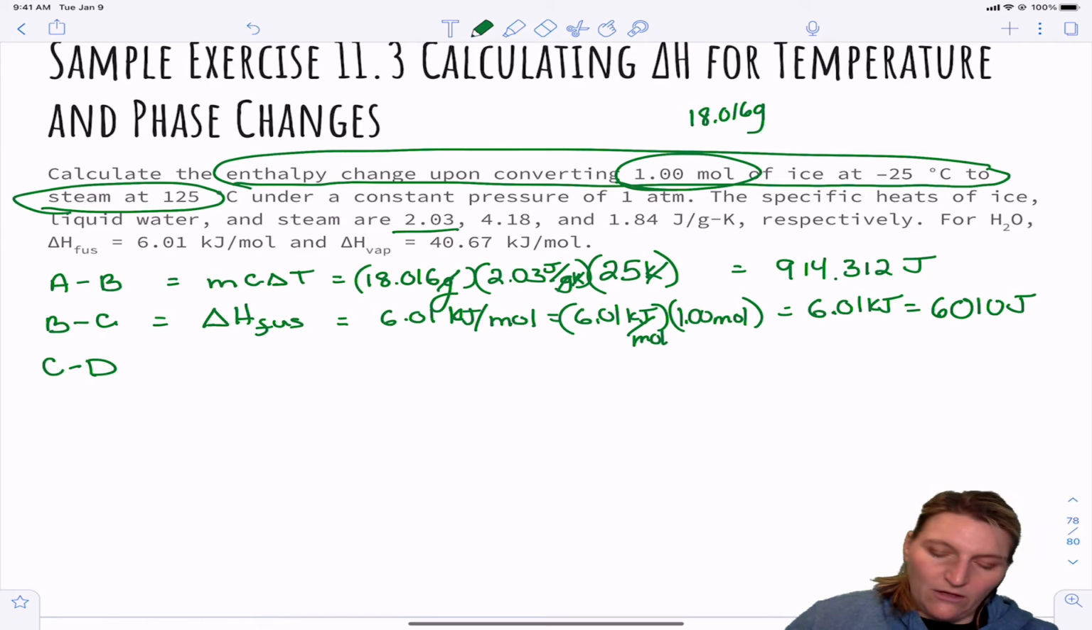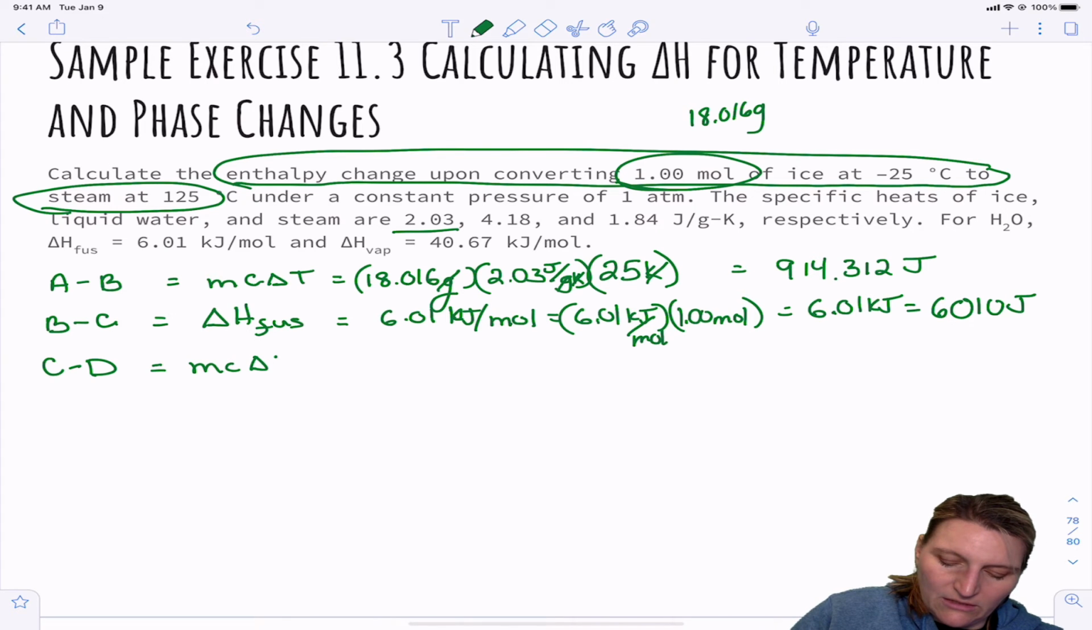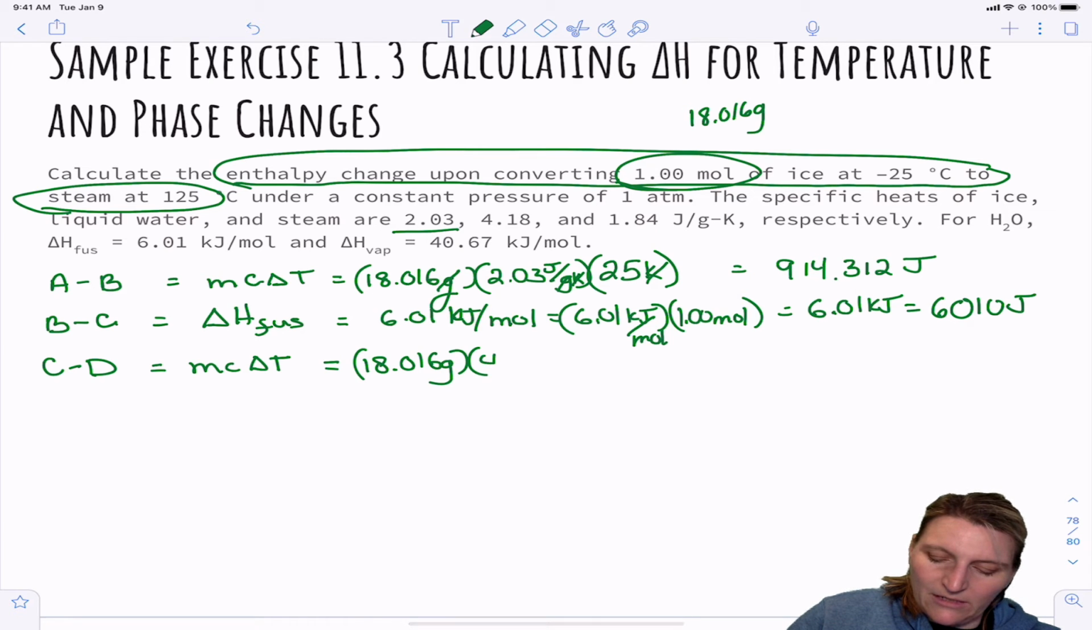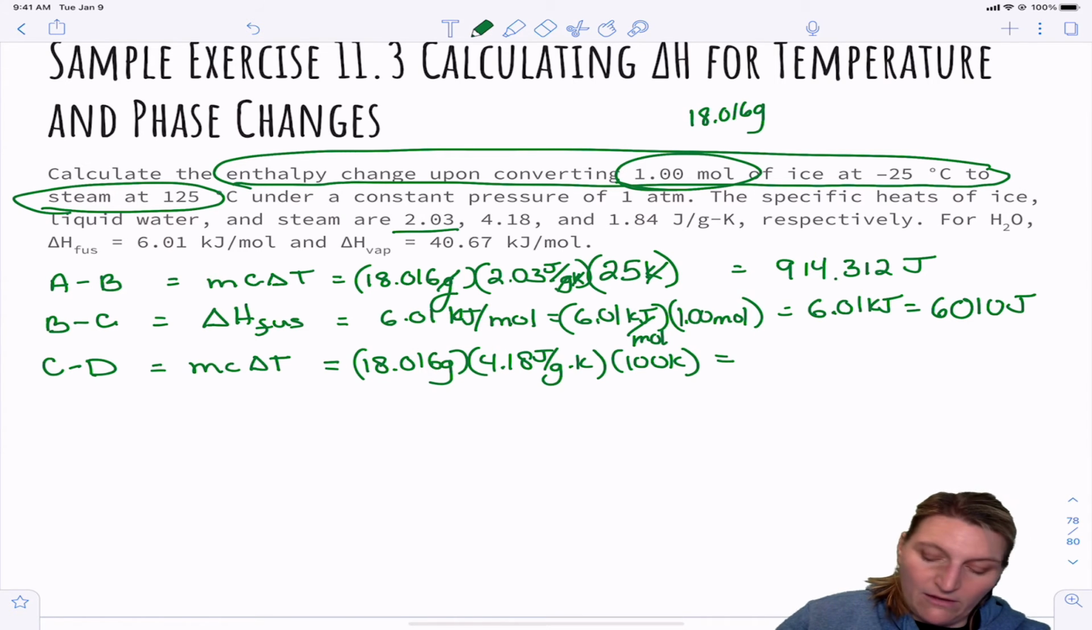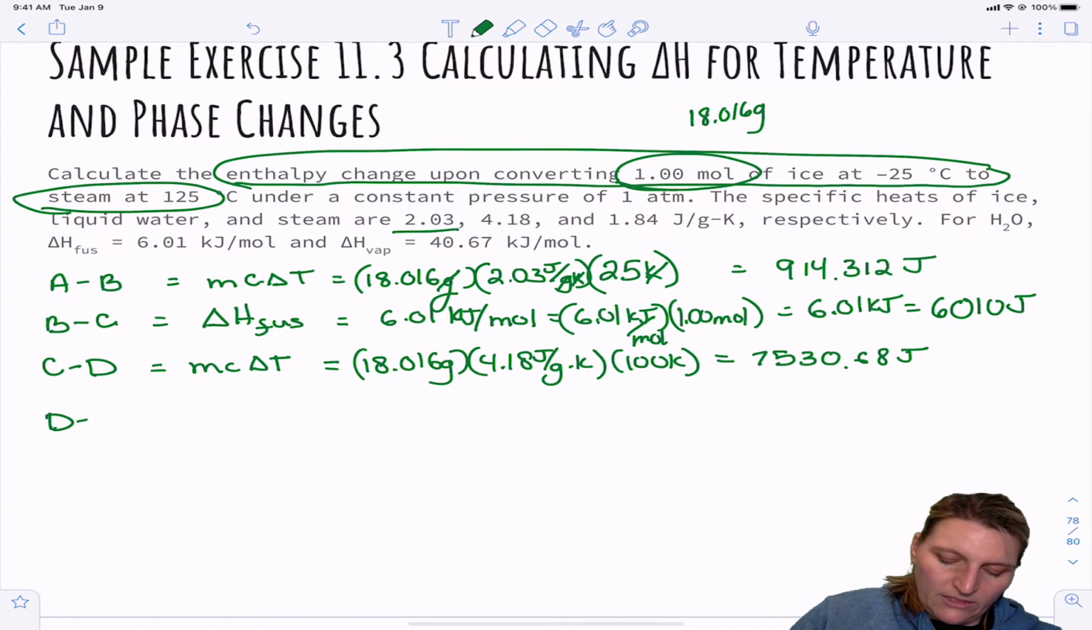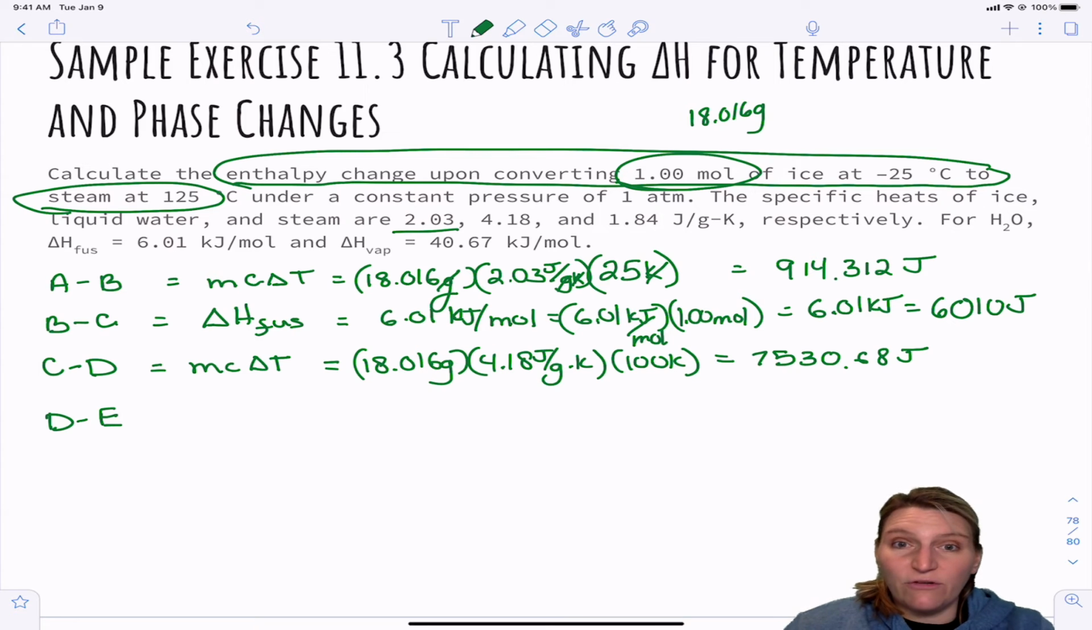C to D. Look at C to D. That is increasing the temperature of liquid water. So that's MC delta T. Again, my mass is 18.016 grams. My C is that 4.18 joules per gram dot Kelvin, and the Kelvin is 100 Kelvin, and that equals 7530.68 joules. D to E is the delta H of vaporization.